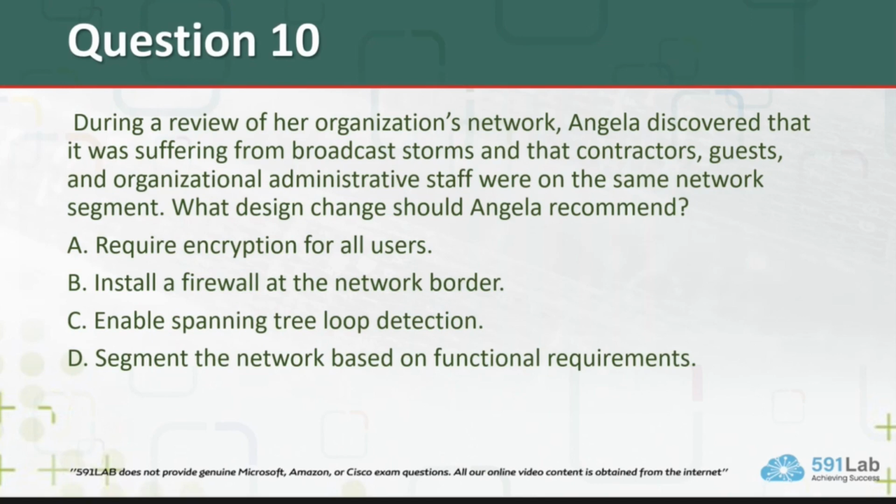During a review of her organization's network, Angela discovered that it was suffering from broadcast storms and that contractors, guests, and organizational administrative staff were on the same network segment. What design change should Angela recommend? Is it to require encryption for all users? Is it to install a firewall at the network border? Is it to enable spanning tree loop detection, or to segment the network based on functional requirements?